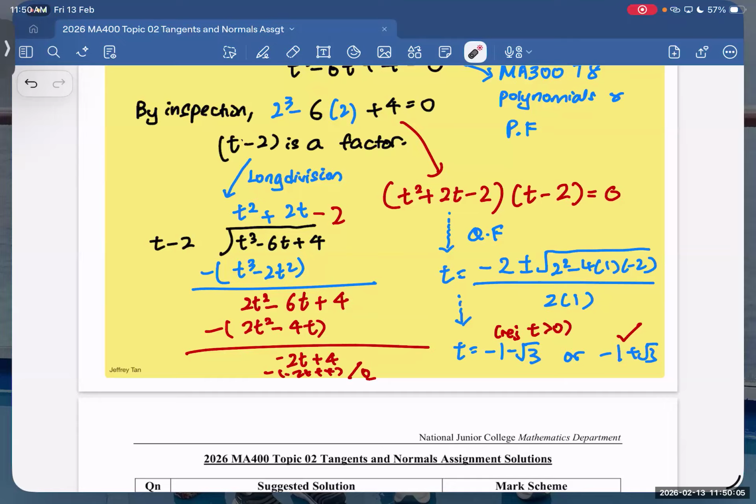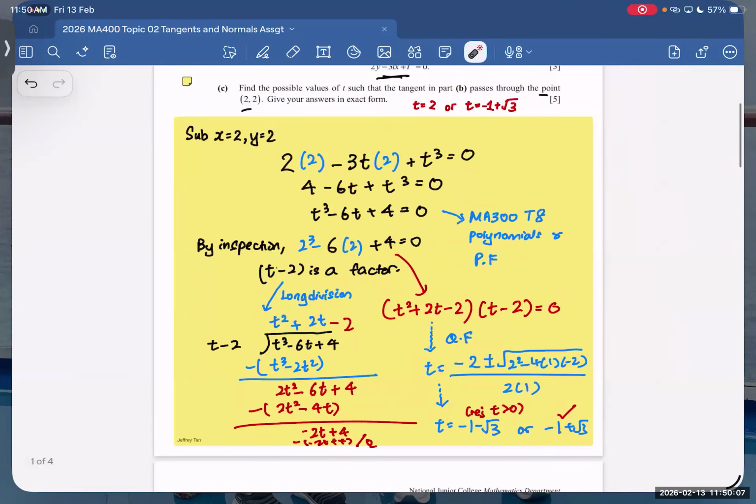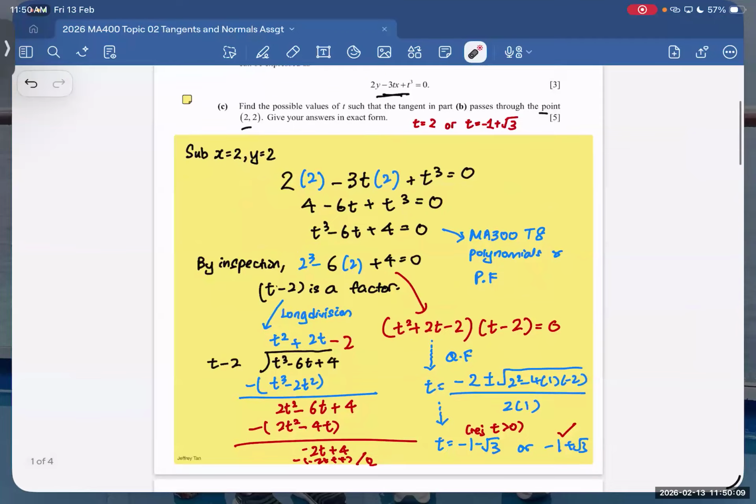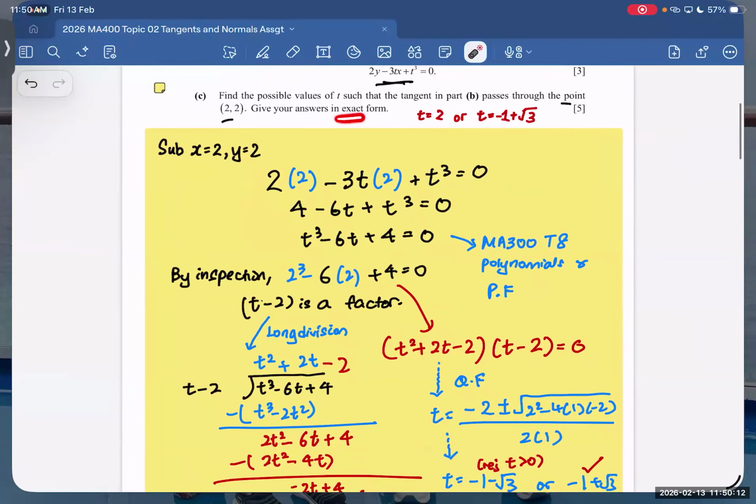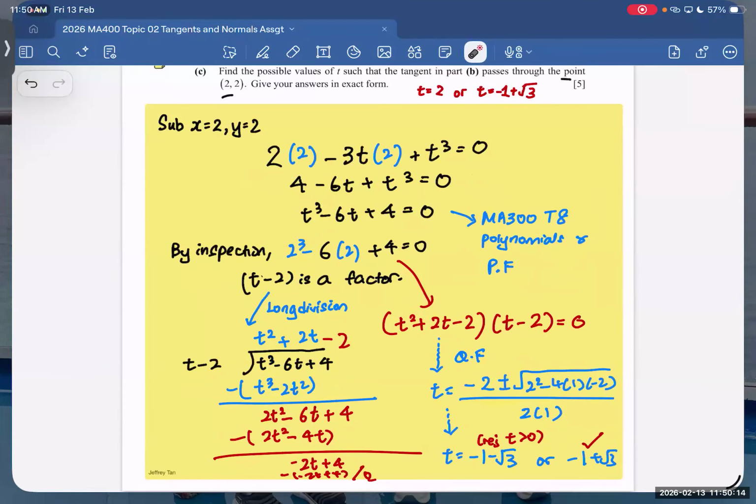Because they want it in exact form, that's why I'll leave the answer like this. Is that okay? Is that okay?